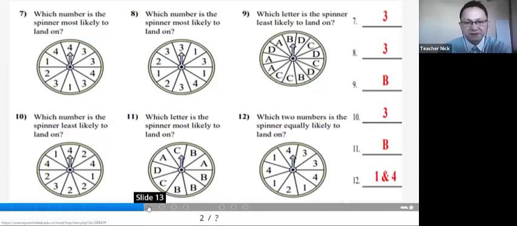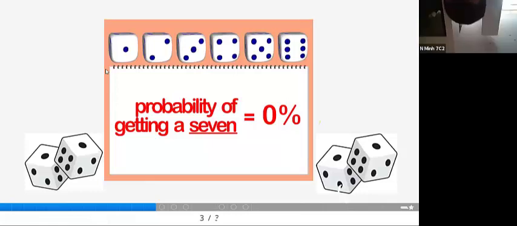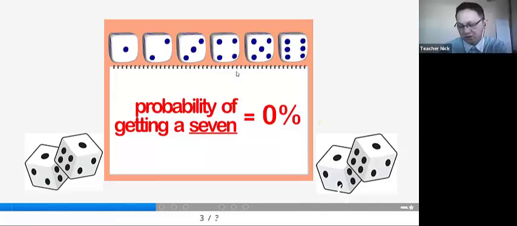Let's see this. The probability of getting a 7 is 0. There's no 7 there. So that is the question a while ago. All right, so who can answer this question?